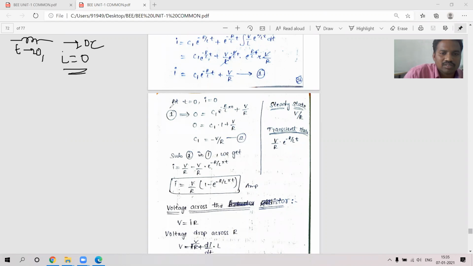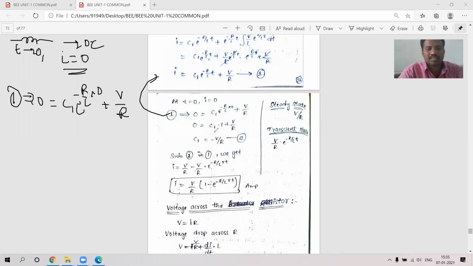You substitute this I equal to 0 in equation number 1. When t is 0, I will be 0. When you substitute that in equation 1, you get I equals 0 is equal to C1 e power of minus R by L into t, where t is 0, plus V by R. Here I am going to get the value of C1. e power of 0 is 1, so the complementary value we get is C1 equals minus V by R.